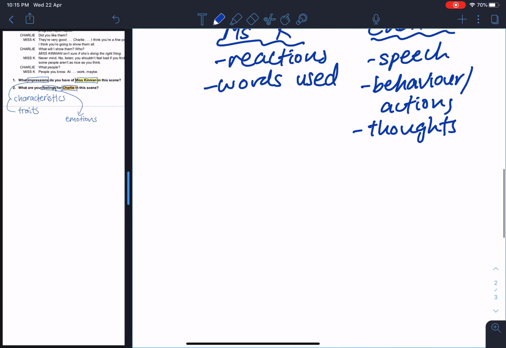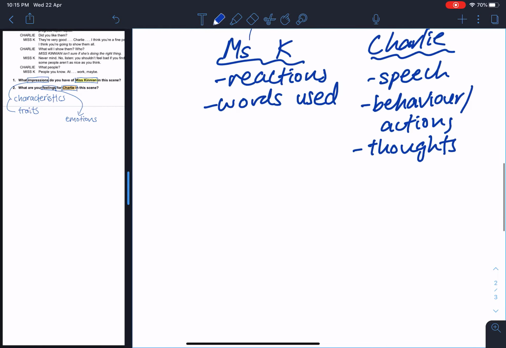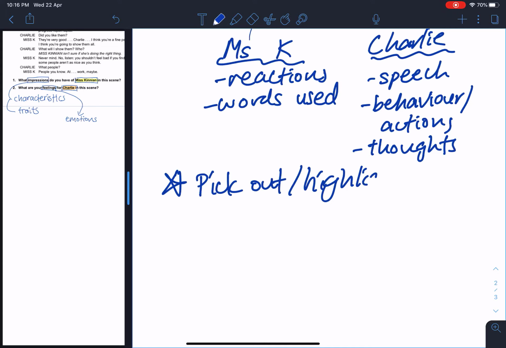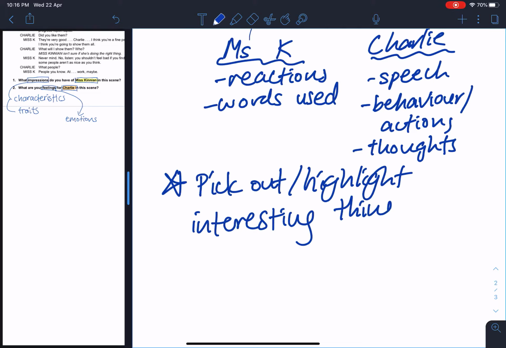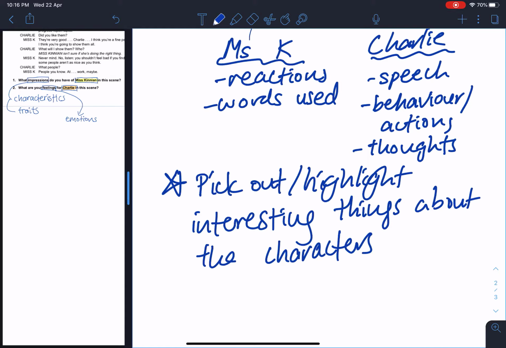Okay, so what you should do is to pick out or highlight, underline, interesting things about the characters, right? So you should pick out things which, you know, seem important. They might jump out of the ordinary. There might be something out of the ordinary. Okay, so let me demonstrate.